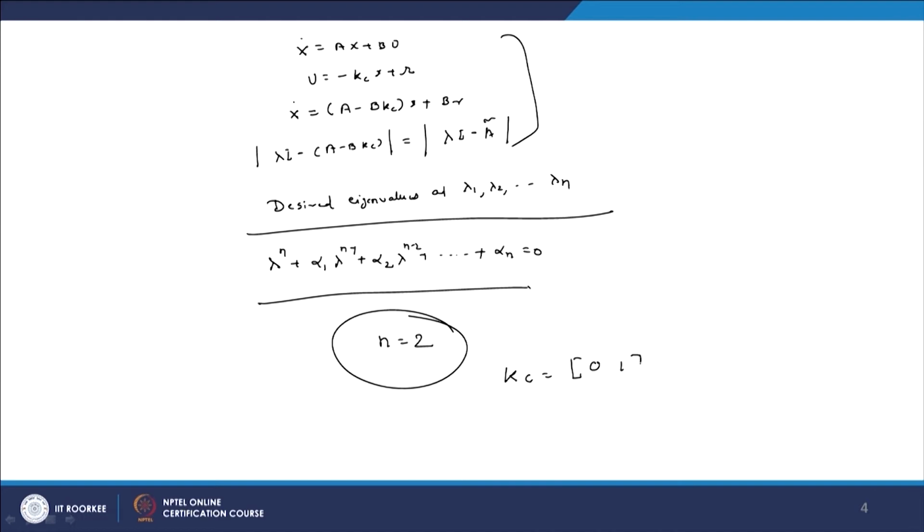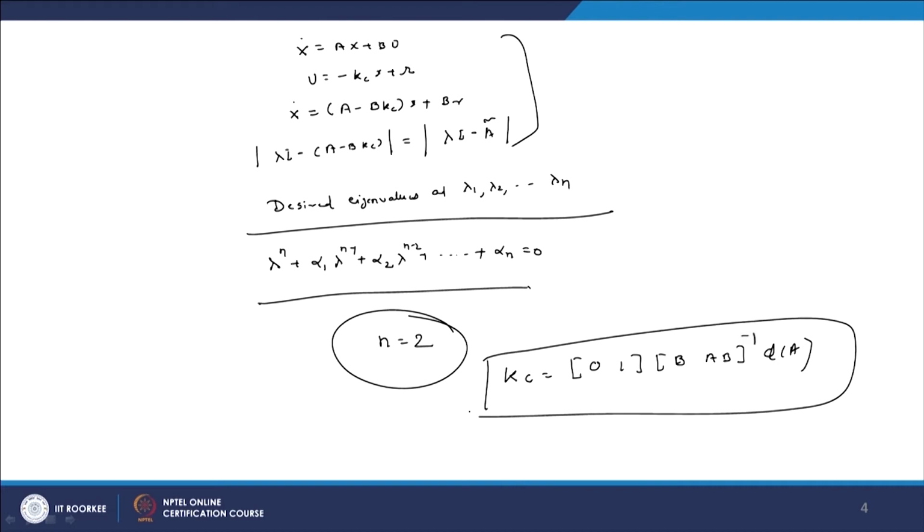That is the controller Kc which we should get: 0 1 times B, AB, times phi of A. This is to be determined. Now according to the Cayley-Hamilton theorem, we can write down this phi of A equal to A bar square plus alpha 1 into A bar plus alpha 2 into I.